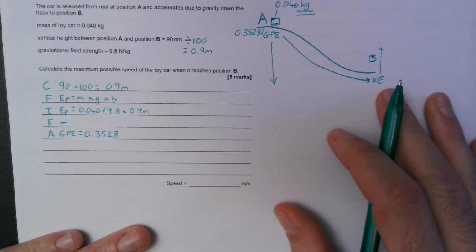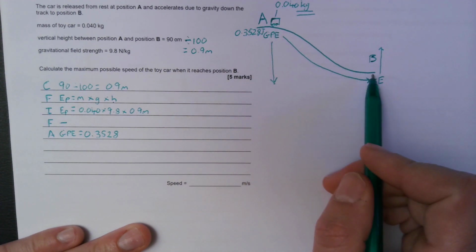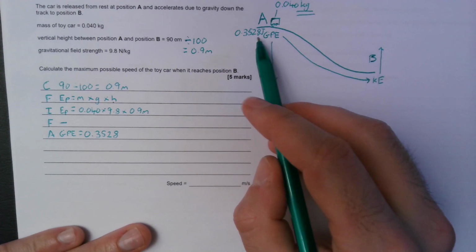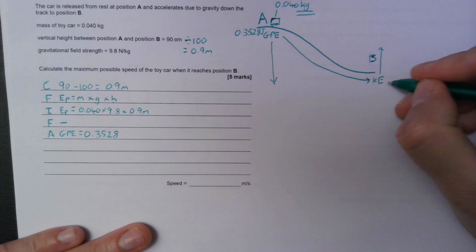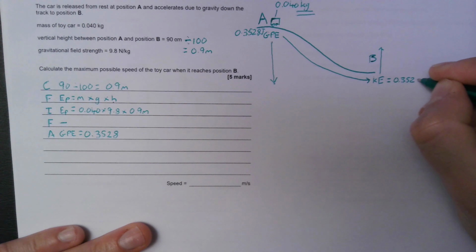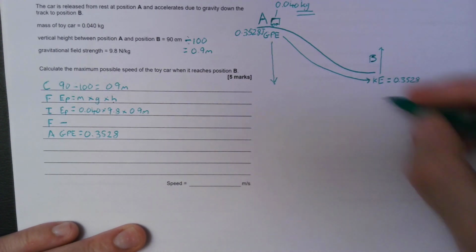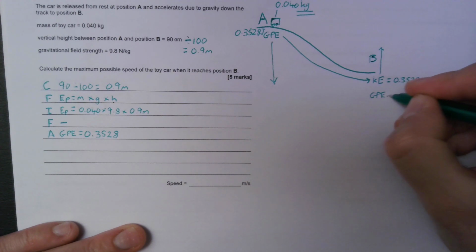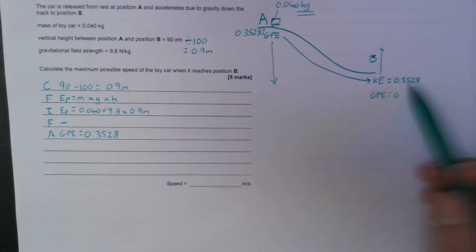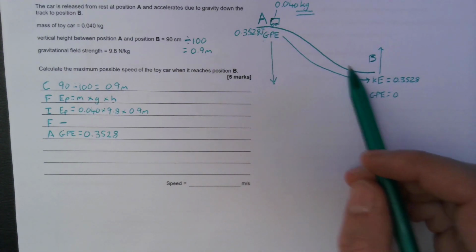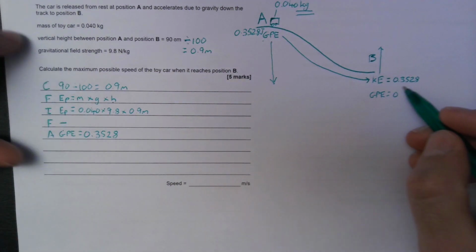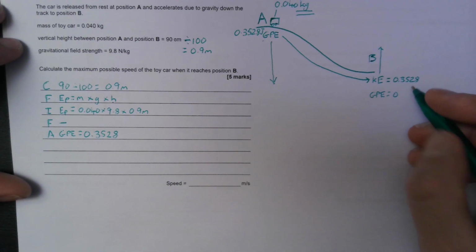Okay, now as it goes down the slope, its height decreases and it's basically zero at the bottom. So that energy has to go somewhere, so all of it is transferred to kinetic energy. So by the time it gets to the bottom, the kinetic energy is 0.3528. There's no gravitational potential energy left, so GPE equals 0. So all that gravitational potential energy it had up there is transferred to kinetic down here, which makes sense because its height has decreased as it's gone down, but its speed has increased. So now we know that the kinetic energy is 0.3528.